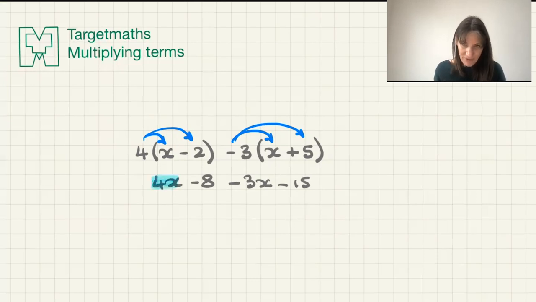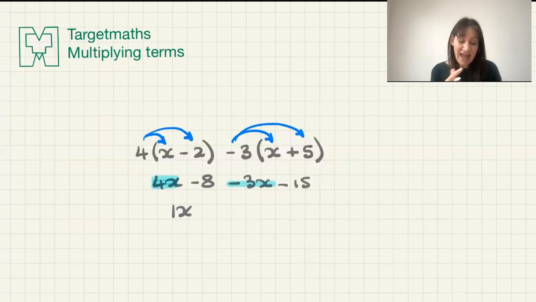I'm at 4. I've got 4 x's. It says take 3. So 4 take 3 is 1. I have 1 x left. So lots of people will write 1x. That is fine. You're not going to get penalized for it, but it isn't standard notation. It's not really what we would do.